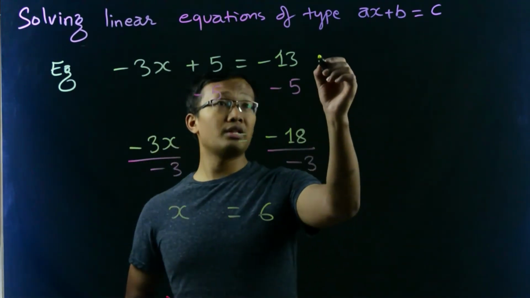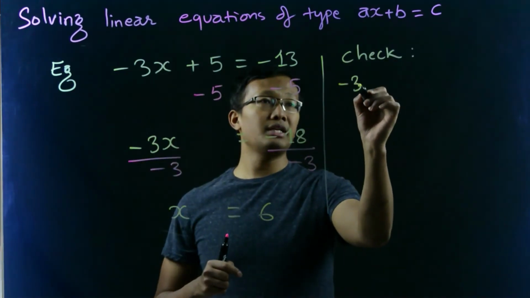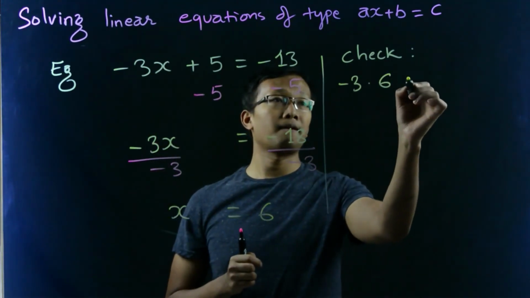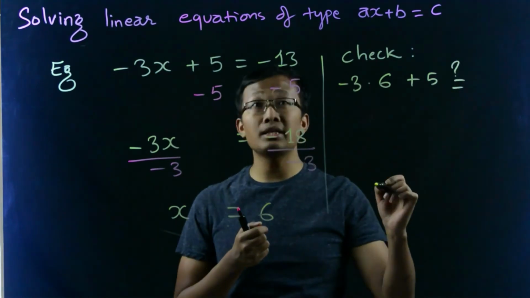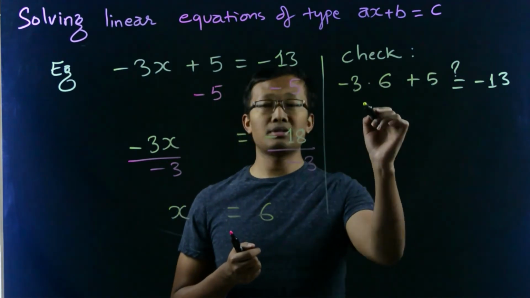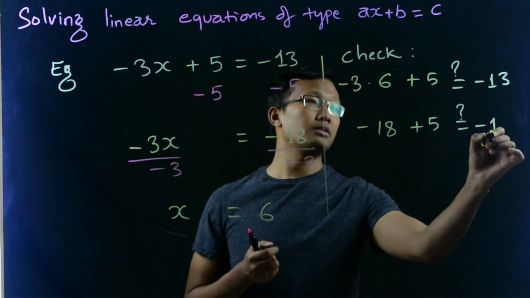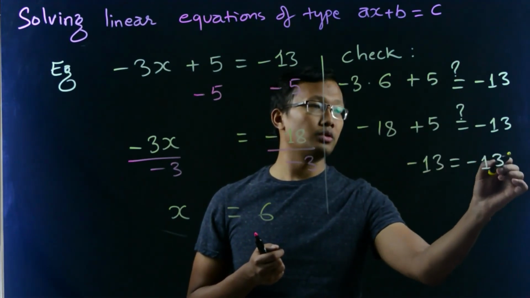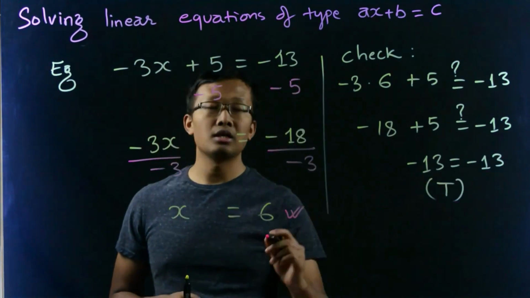Now let's see whether this solution is correct or not. So this is negative 3 times the value of x, which is 6, plus 5 equals, we are not sure yet, -13. Negative 3 times 6 is negative 18, plus 5. Still unsure. Negative 18 plus 5 is negative 13, which is true. Okay, so this statement is true. Thus, x = 6 is the correct solution.